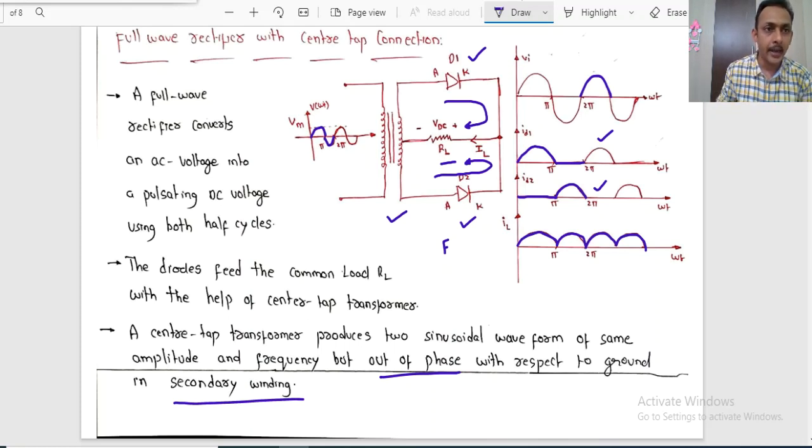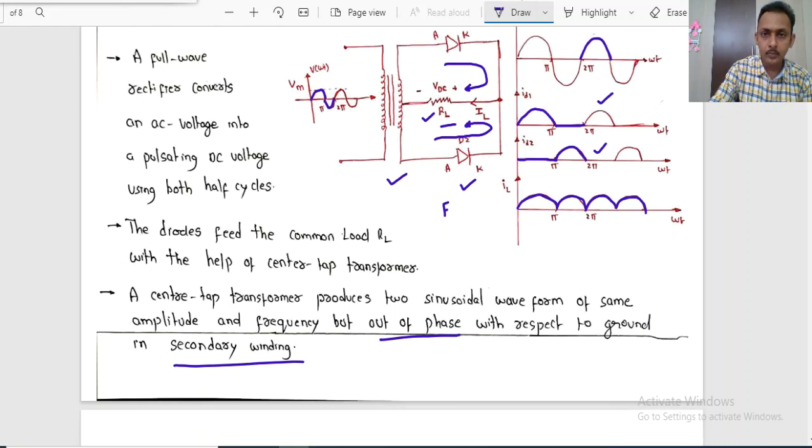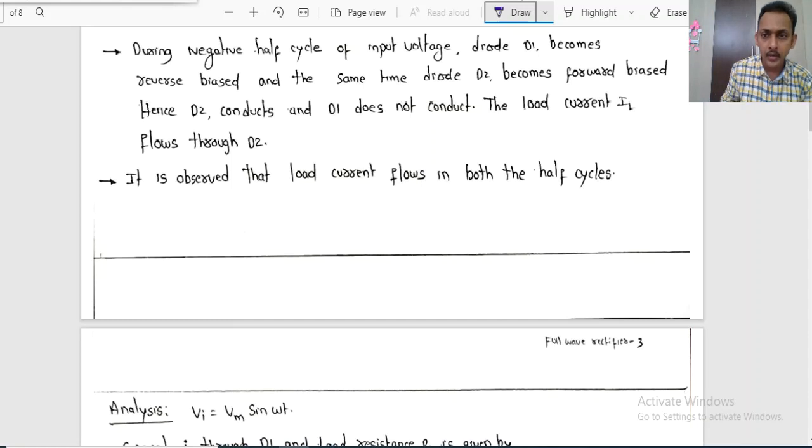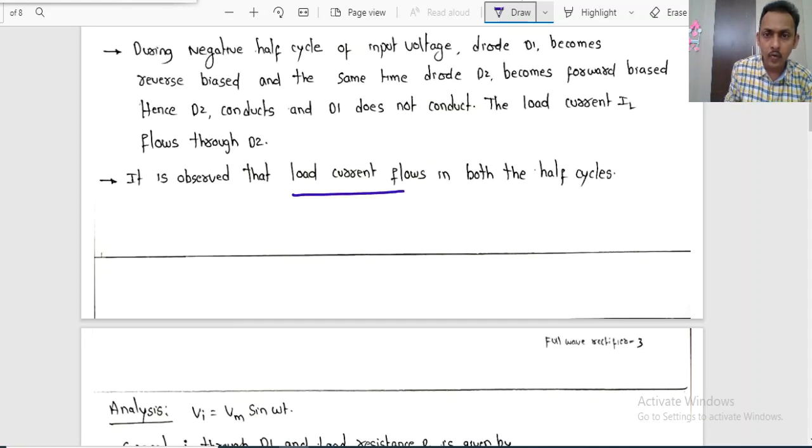Dear students, I repeat again, the important point in the full wave rectifier with center tap connection is that at any point of time the current will be flowing through the load resistor RL. During the positive half cycle, diode D1 will be in the forward bias state, and during the negative half cycle, diode D2 will be in the forward bias state. So this is all about the operation. It can be observed that load current flows in both the half cycles.